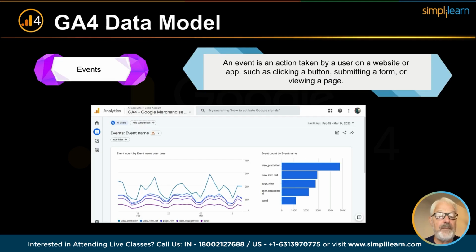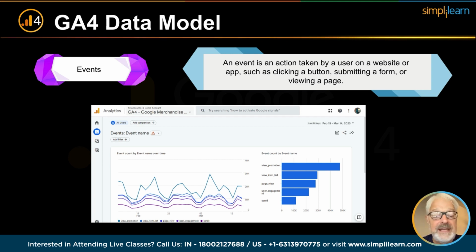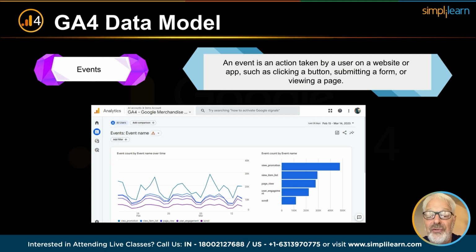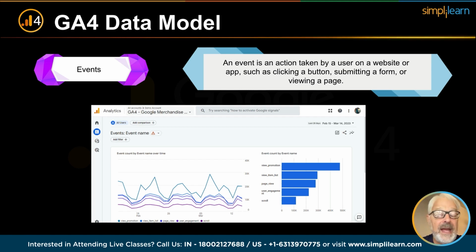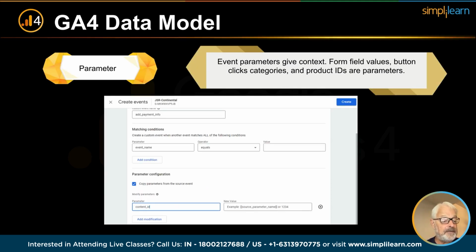So in the GA4 data model, events are specific actions that users take while interacting with your website. These actions can be tracked as discrete events, providing website owners with more granular and actionable data. Events can be clicks on a button, a form submission, video plays, and other types of user interactions. By tracking events, you gain a better understanding of user behavior and user preferences, and it puts you in a much better position to make decisions on improving website performance and user experience.